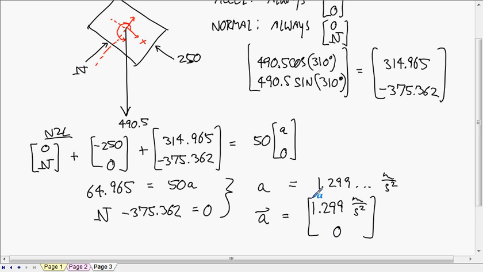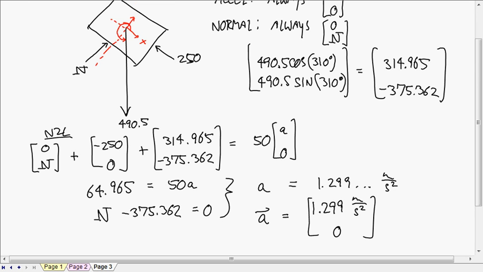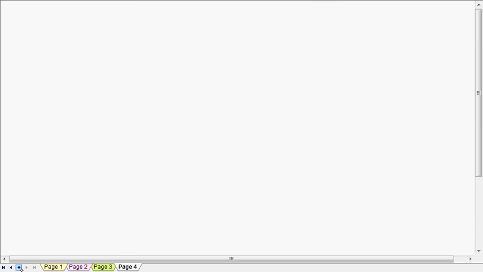So what direction is that acceleration vector? Is it accelerating up or down the ramp? Down, yep. The positive x direction is down the ramp. We had a positive x acceleration, so it's accelerating down the ramp. So this 250 Newton force isn't quite enough to counteract gravity. Any questions about that? Okay, we're going to do one more. Oh, let me do the two examples that you mentioned.